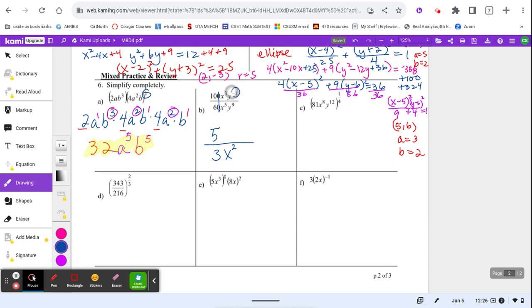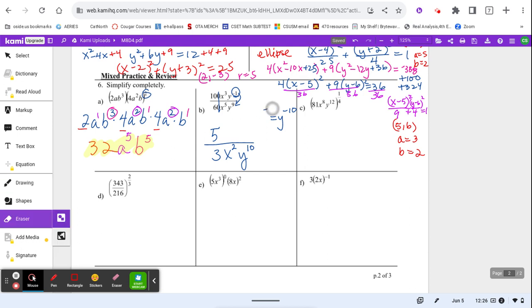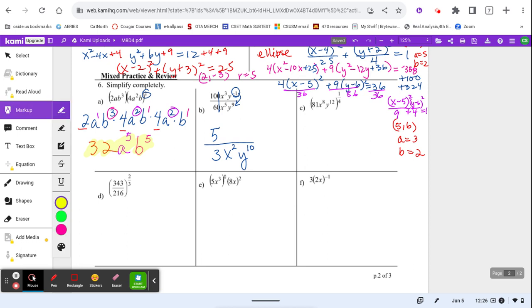Next, I've got a y to the negative 1 that wants to move to the bottom with the other y's. So 9 plus that 1 is going to become that. What if you did the subtract rule? It would be negative 1 minus 9, which is y to the negative 10, and any negative exponent wants to move down to the other side. Anyways, however you look at it, this is your final result here of your simplified fraction, and you are done.